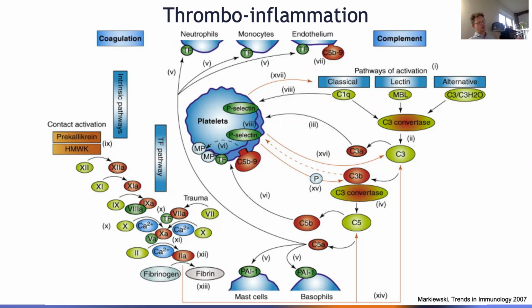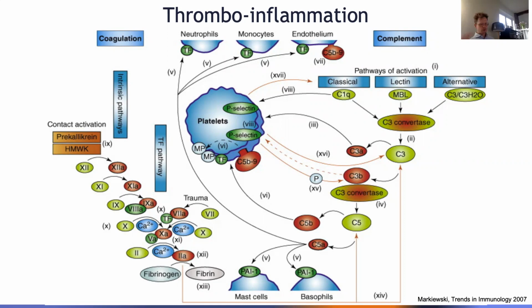But that also goes the other way around. Here you see again the complement system, and you see all these nice arrows from C3, C5, going back to, in this case, tissue factor on leukocytes. So it enhances the expression of tissue factor, which is the main trigger of the extrinsic cascade of coagulation. So this is a nice bridge between inflammation and coagulation.